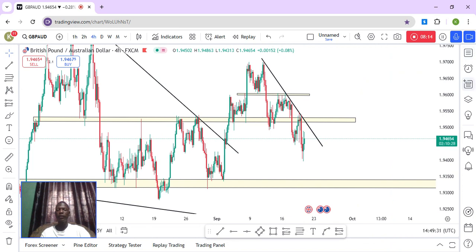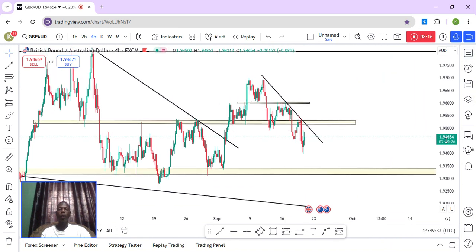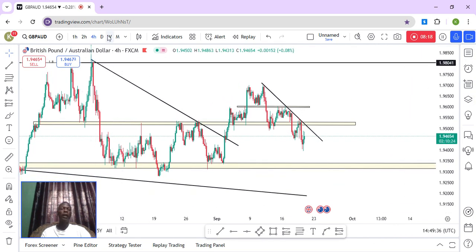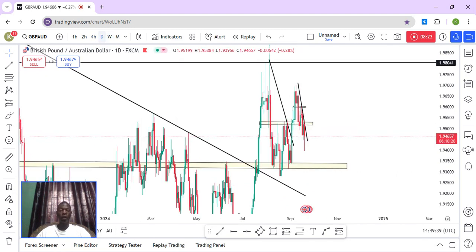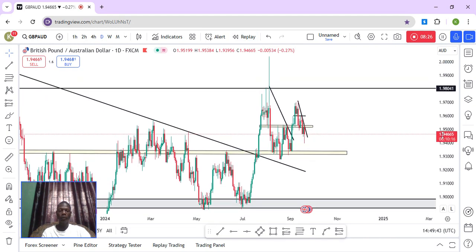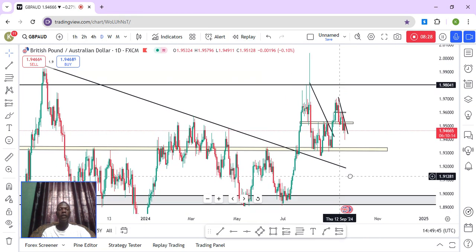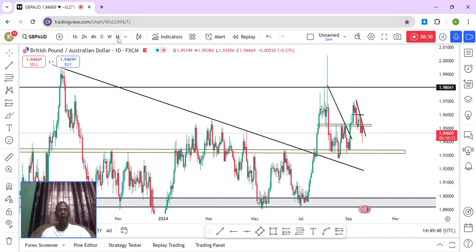So actually, this is what's exactly on GBPAUD. Actually, I'm going to be very honest with you guys. I lost the trade on GBPAUD. So my bias on GBPAUD is still all the way to the upside.